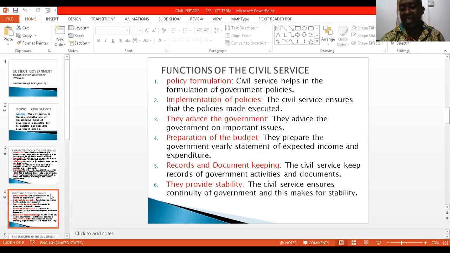gone through so many things. What are the things they have achieved? Why did they achieve this feat? These are the documents, and you go through them. It will help you to do what? To improve in so many things you are doing. That is the reason why we say that they keep records.